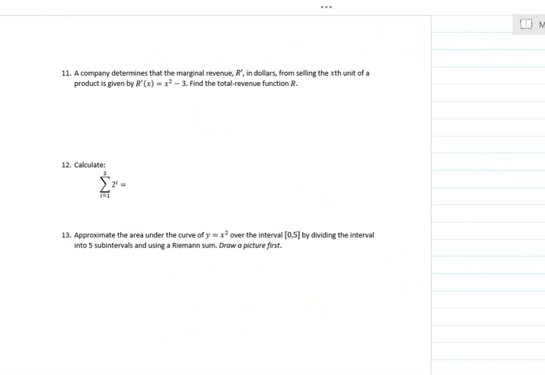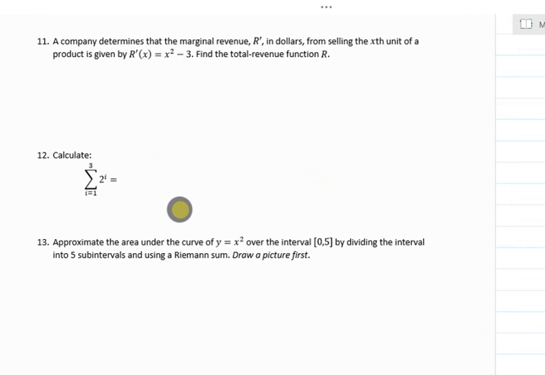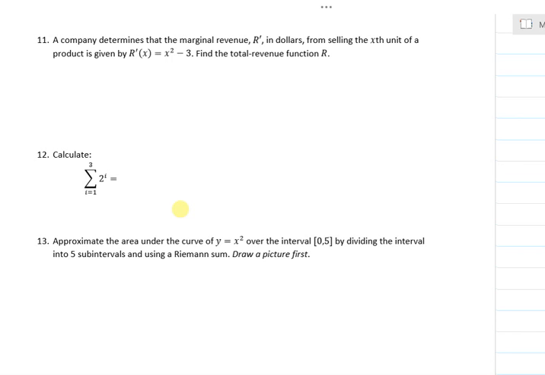Okay, next problem. Marginal revenue. A marginal thing is always a derivative, and we want the total revenue function, so that's going to be the antiderivative. So r is the antiderivative of x squared minus 3 dx. So that is 1/3 x cubed minus 3x plus c.